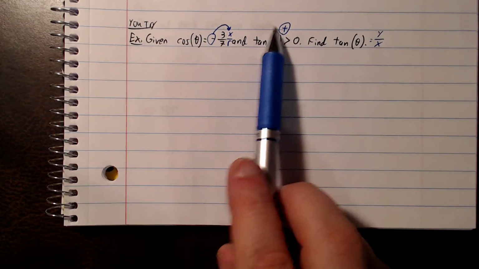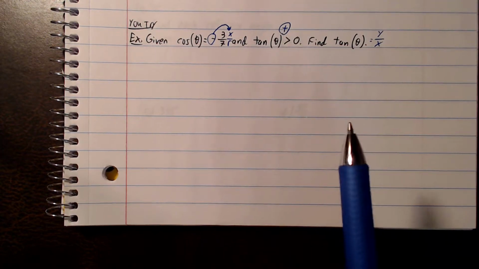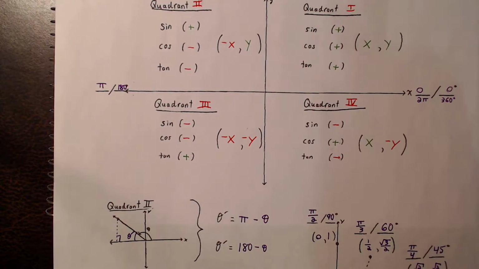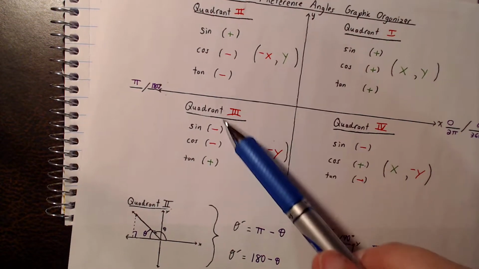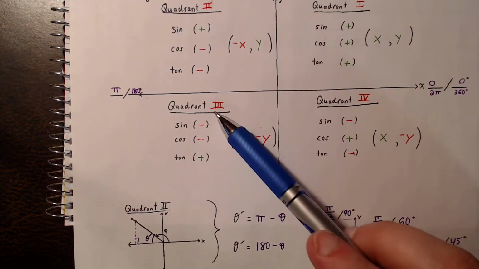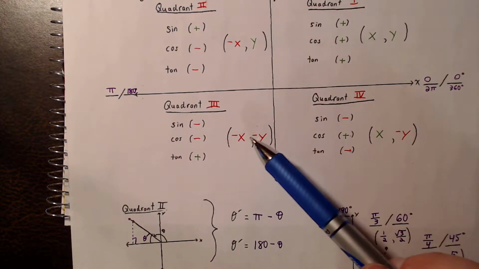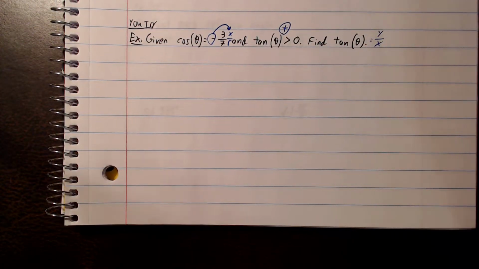And we need to figure something out about the signs, right? We know x is negative and tan's positive. So we look for where that's true on our reference sheet. We want cosine negative. Cosine is negative in these 2 quadrants, but we want tan to be positive. So this, quadrant 3, is where that happens. Negative cosine, positive tangent. It tells us that both x and y are negative in quadrant 3. So we want to keep that in mind.